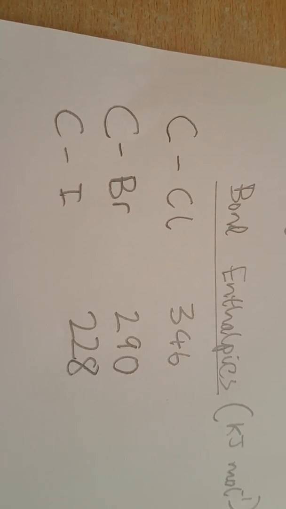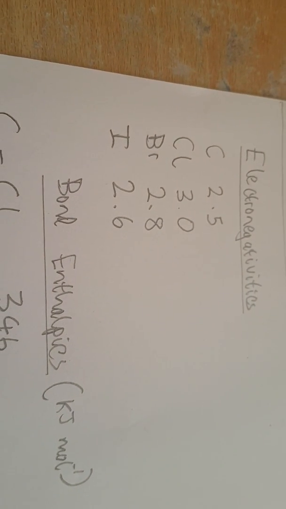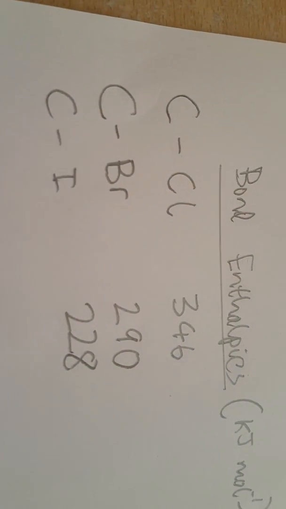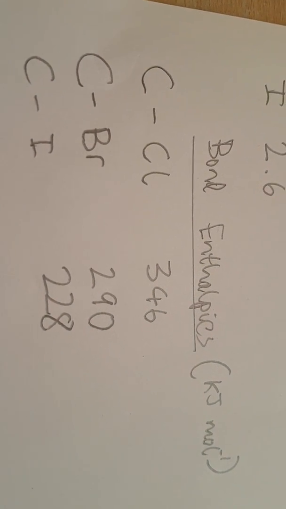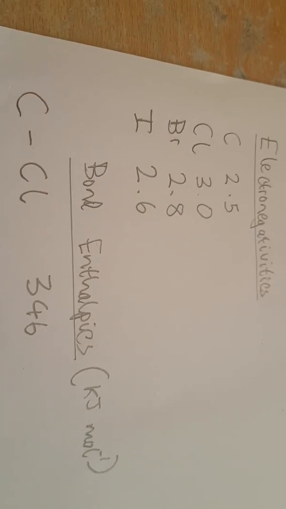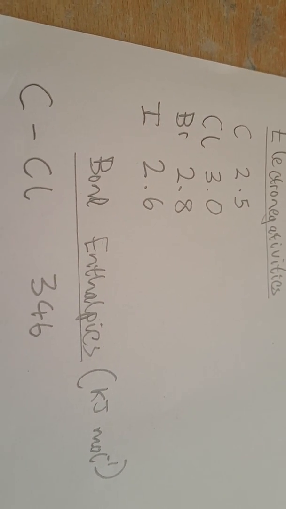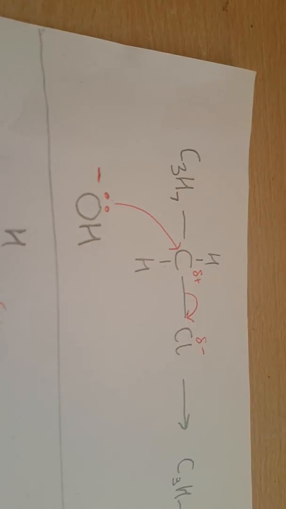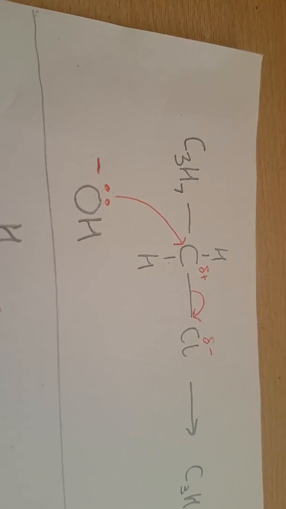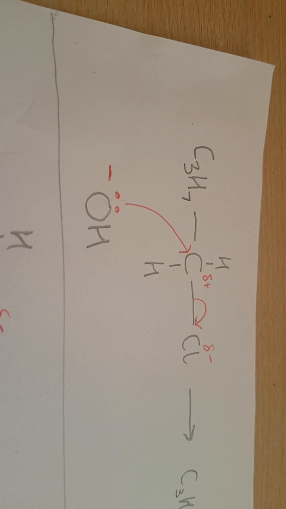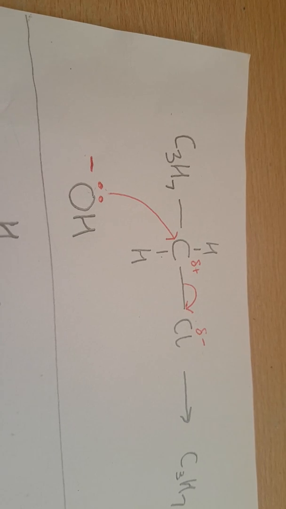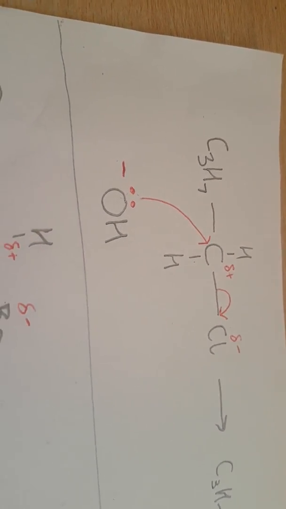Now, we've got a contradiction here though. According to the electronegativity values, chlorobutane should have the higher rate of reaction. According to the bond enthalpy values, iodobutane should have the higher rate of reaction. Which factor is more important? The electronegativities, which determine the strength of the attraction of that OH minus ion for the delta plus carbon, or is it the bond enthalpies which determine how easily the C to halogen bond is broken? Which of those factors is more important?